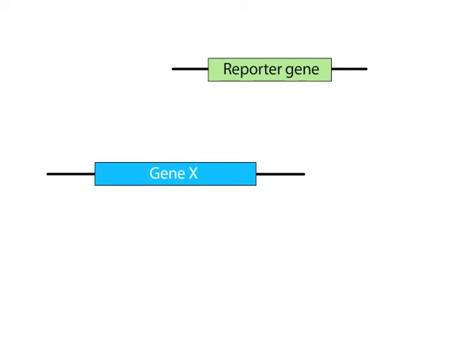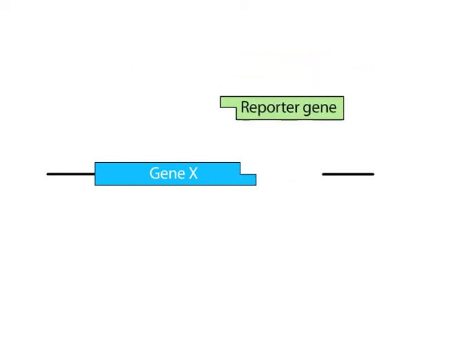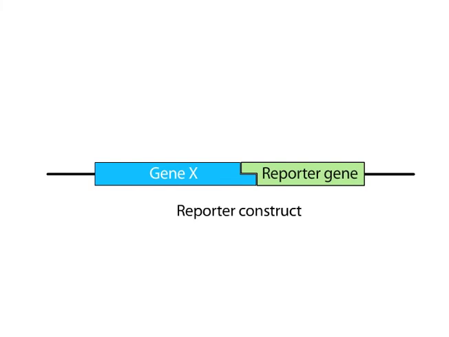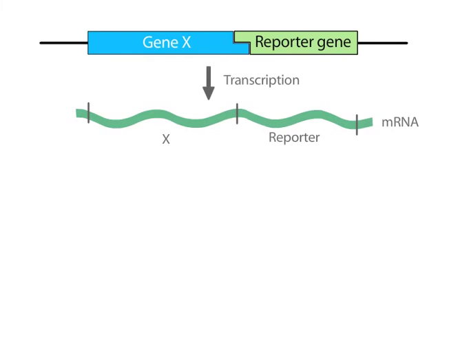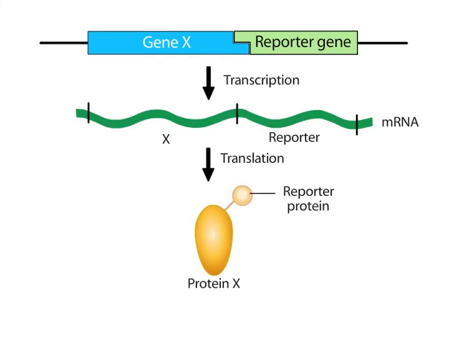Reporter constructs are used to measure expression levels of a particular gene, or to determine the subcellular localization of a specific protein. With recombinant DNA techniques, a reporter gene can be fused to the gene of interest, gene X, generating a reporter construct. The genes are fused such that the encoded proteins are in the same reading frame. This ensures production of a chimeric protein containing both protein X and the reporter protein.